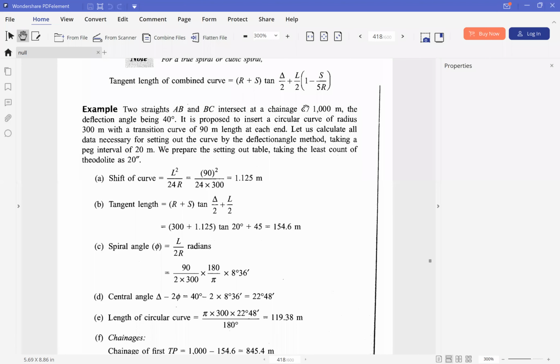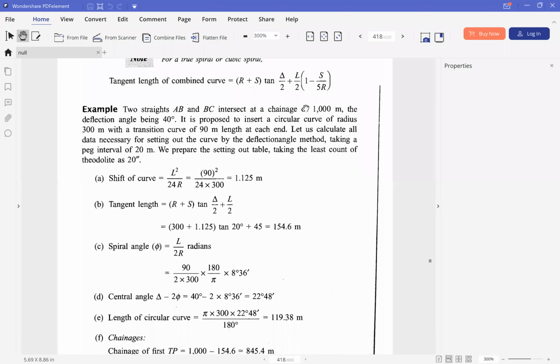Capital L over here is the length of the transition curve, that is 90 in our case, and the radius of the circular curve is 300. So the value comes out to be 1.125 meters, right? And then the combined tangent length is equal to (R plus S) into tan delta by 2 plus L by 2. Over here, delta is your deflection angle, that is 40. R is the radius of your circular curve, S is the shift, that is 1.125, and L is the length of the transition curve, that is 90 in our case.